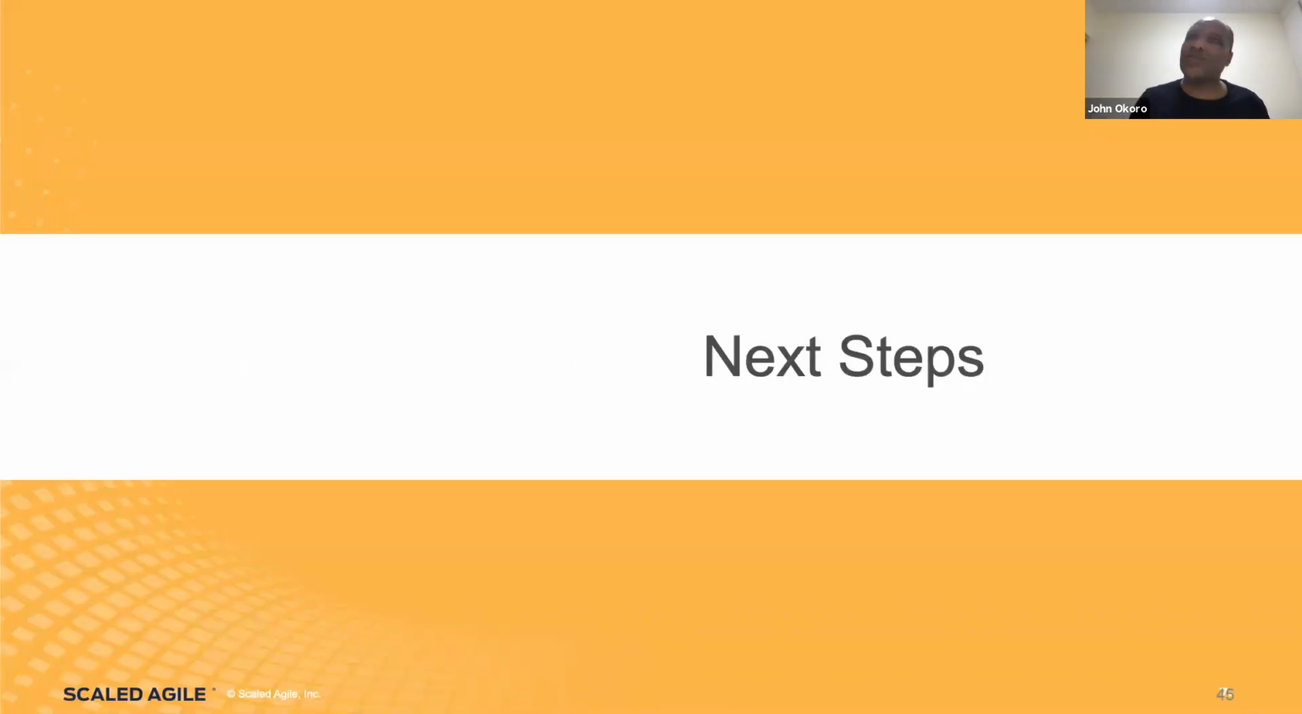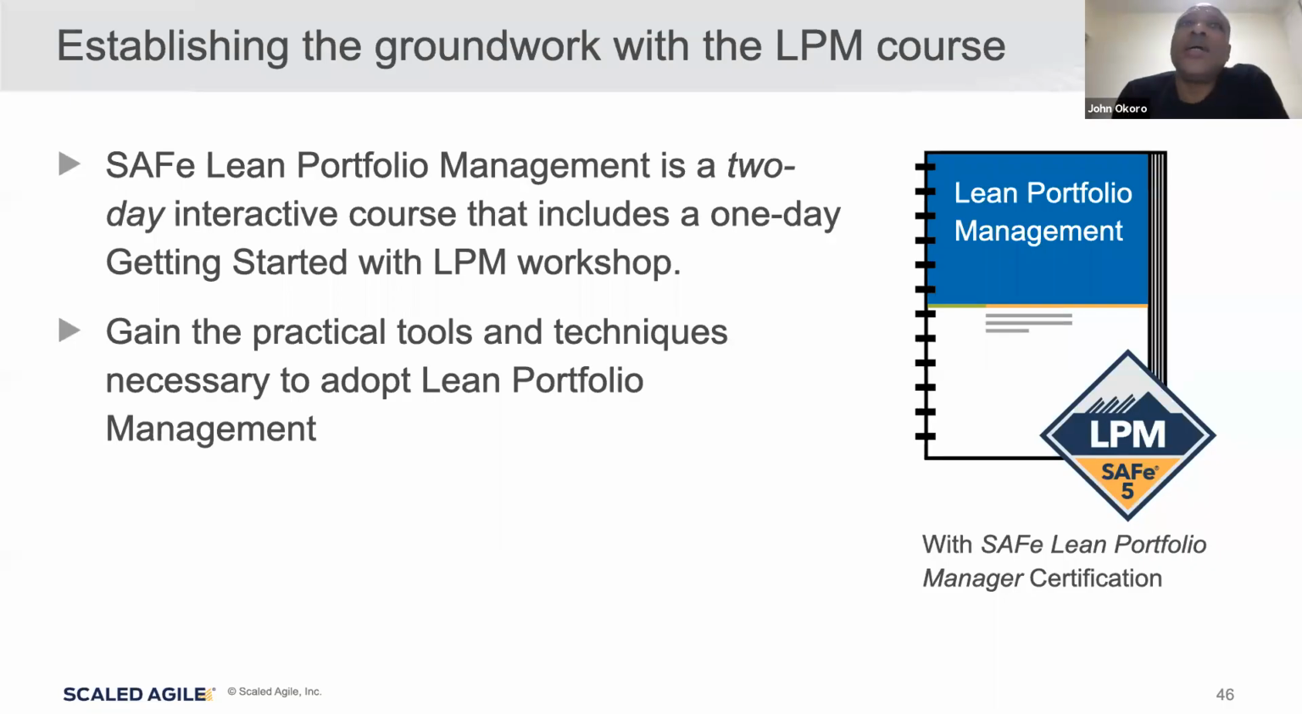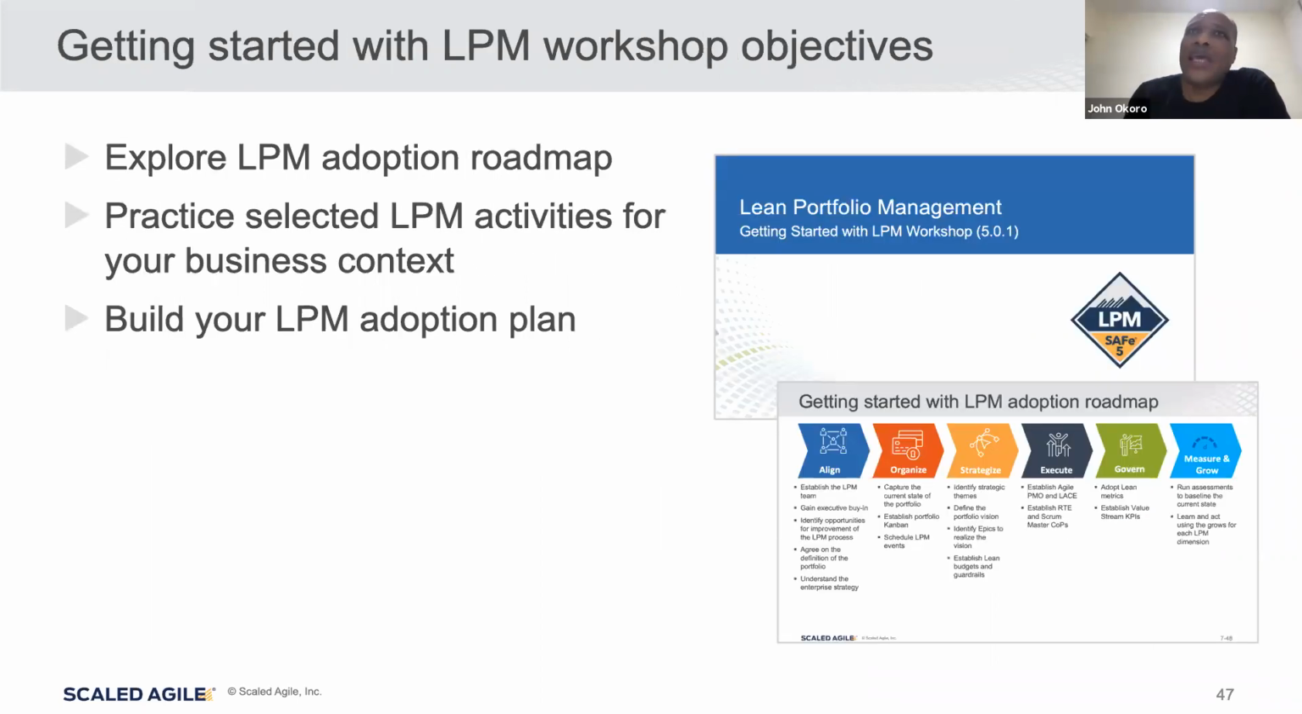Okay, next steps. So SAFe for Lean Portfolio Management is a two-day interactive course and a one-day Starting with LPM workshop. It's part of that as well, and you can gain practical tools and techniques for that. We covered a little bit of intro to it, but it's a lot more interactive, including the workshop. And then also we explored a Lean Portfolio Management adoption roadmap, which you can see in the bottom right corner there, and practice those activities for your business context and build your own plan for Lean Portfolio Management.